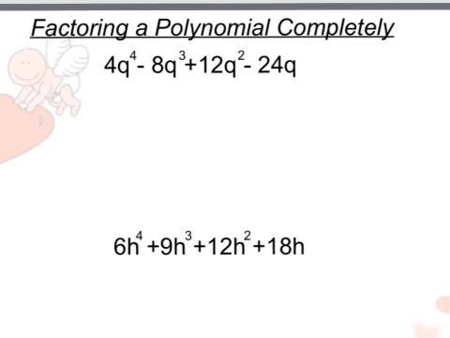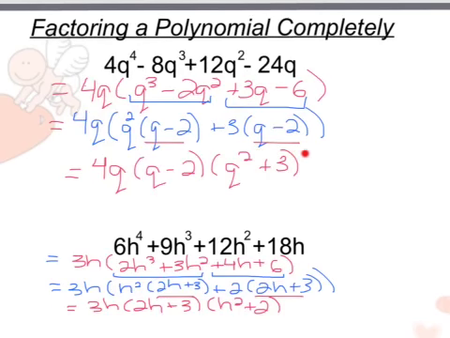A few more examples. Take a minute, pause the video, find the GCF first, then factor by grouping if possible. So here we have our final factored version. We factored out a 4q. This is what was left over. First two and last two. When you find the GCF of each, you see that what's left over is the same, so you factor that out. And what's left over, the q squared and the 3, go in the other binomial.